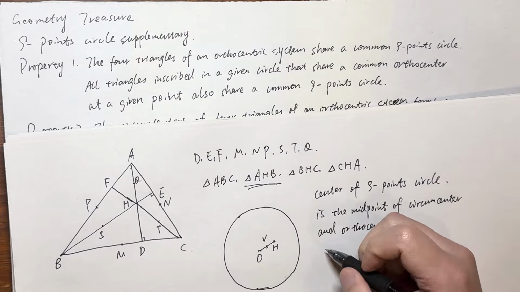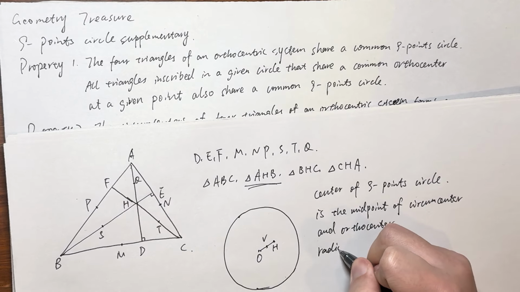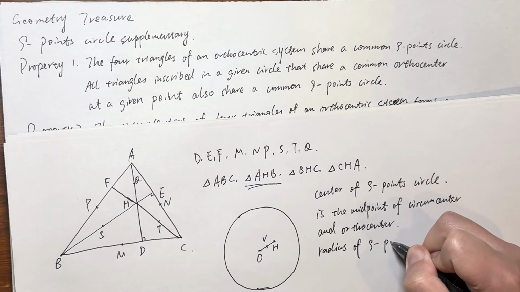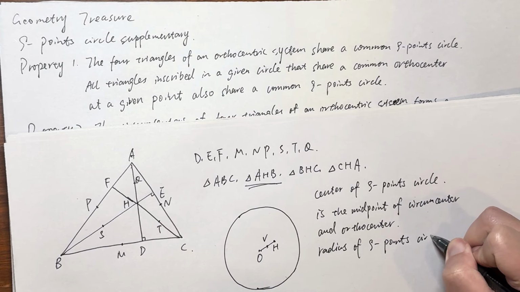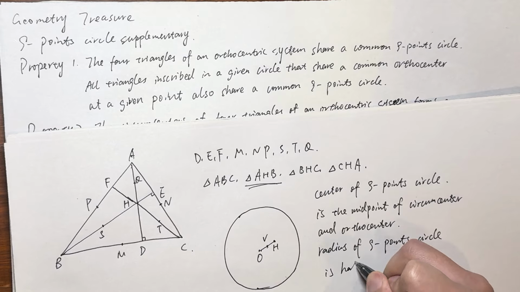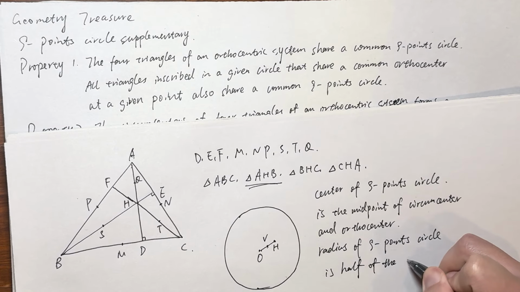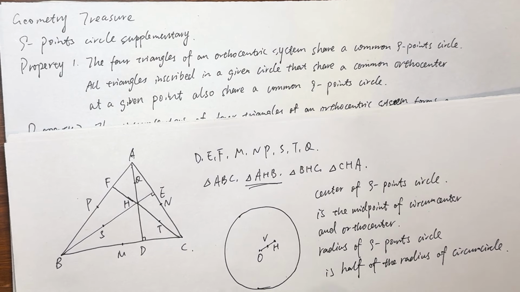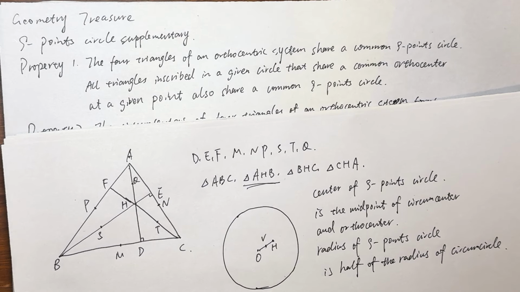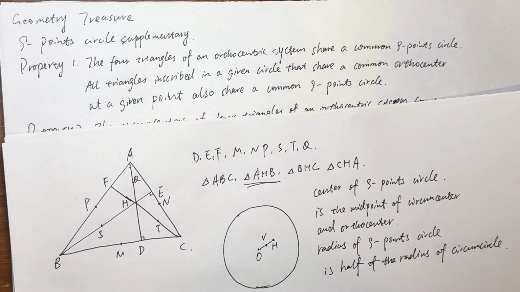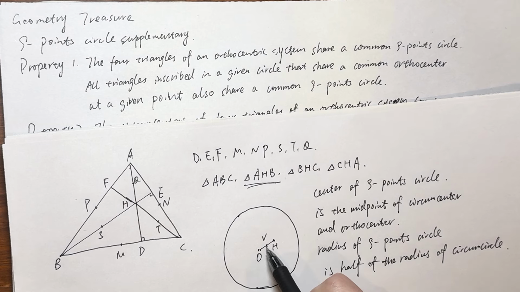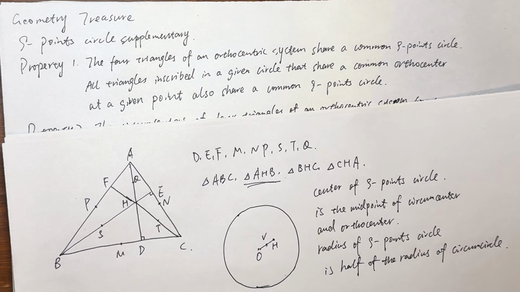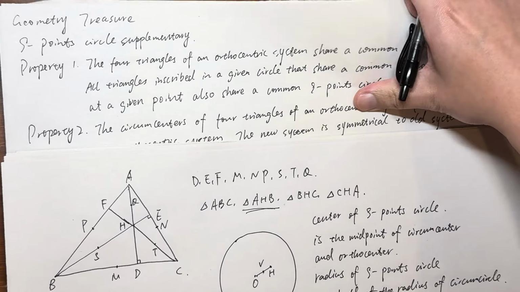And we also know the radius of the 9-point circle is half of the radius of the circumcircle. And for a given circle, the radius of the circumcircle is fixed, which means that we have the fixed center, fixed radius, so we have the fixed 9-point circle for all the inscribed triangles. Okay, that's property 1.